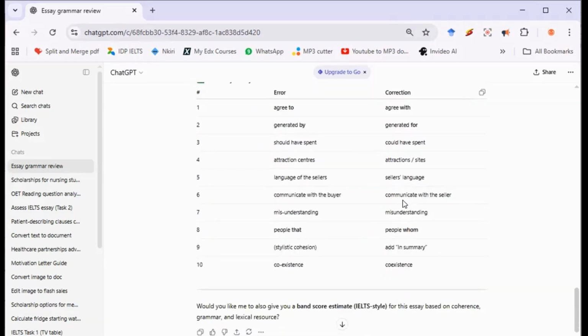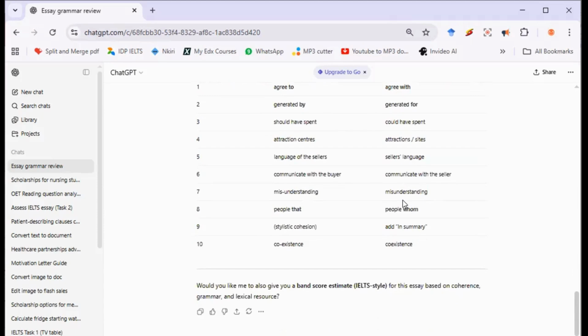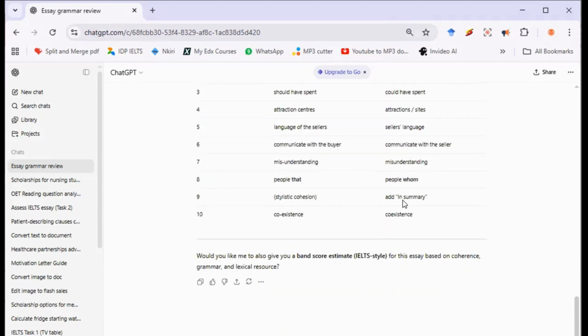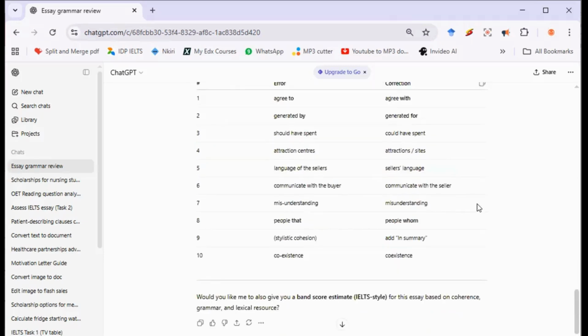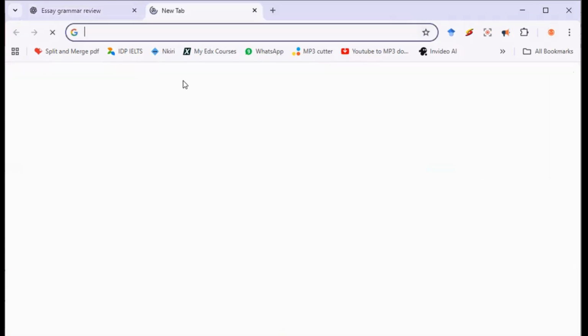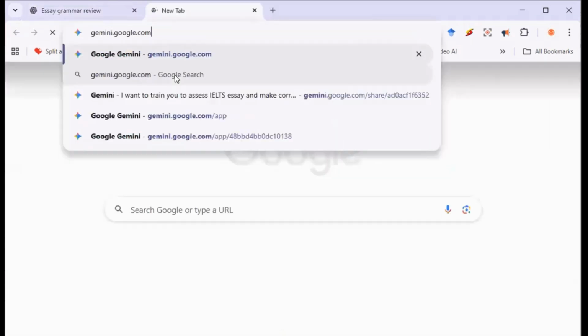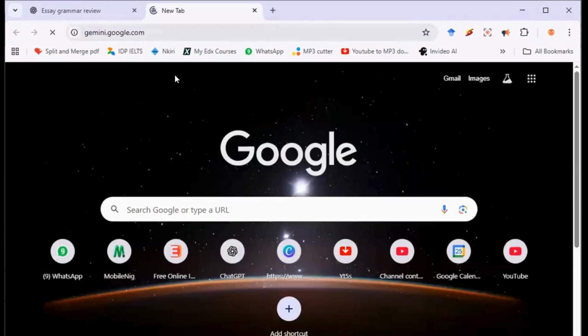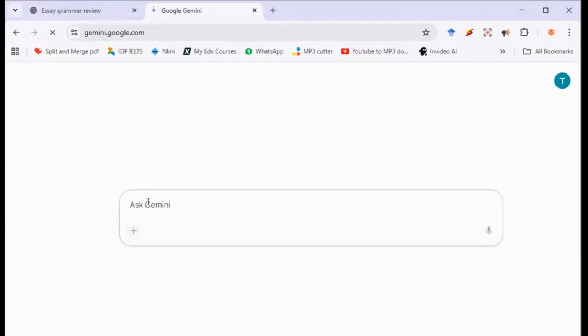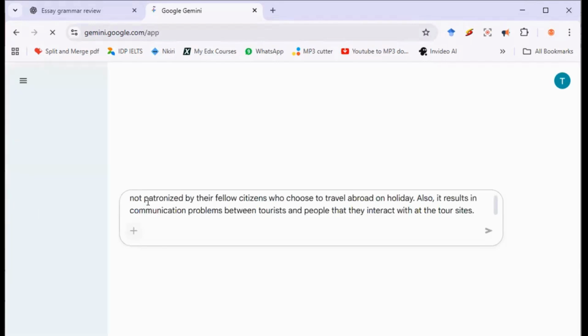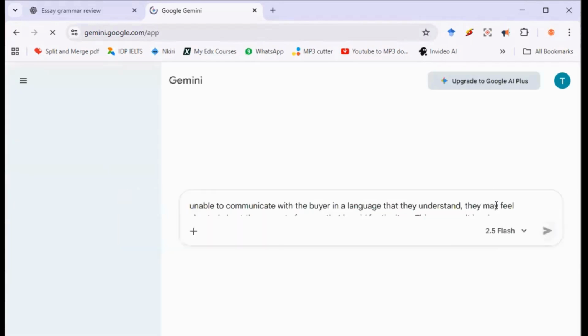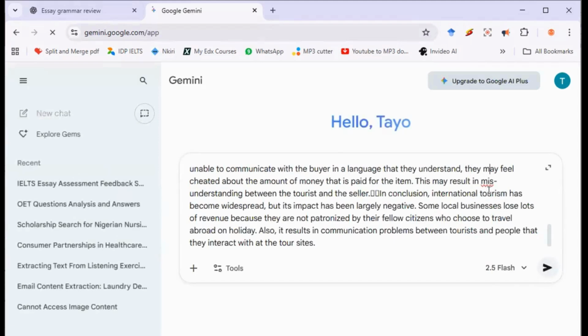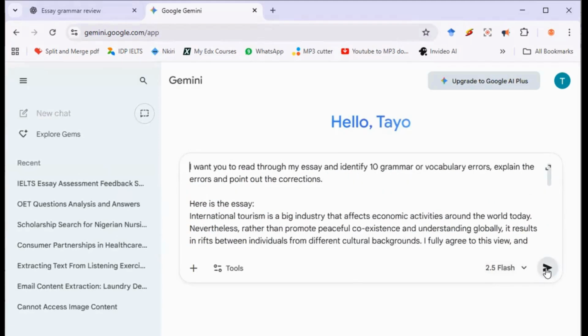So corrections. Can you see the way I've used ChatGPT to do my correction? Look at what it's asking me now. Should I give band estimates? Let me post it inside Gemini. I also use Gemini sometimes. Gemini.google. Let's see what Gemini will give us. Gemini too can be used to do the correction. So this is our essay I've posted here now. So send.